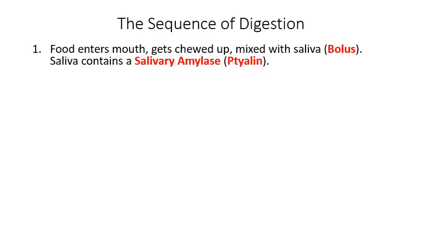All right, so what is the sequence of events that happen when we eat a piece of food and we chew it up and we swallow it? First thing, food enters the mouth, it gets chewed up, it gets mixed with saliva. When we chew up food and mix it with the saliva that's produced by the salivary glands, we call it a bolus. A bolus means a big chunk altogether.